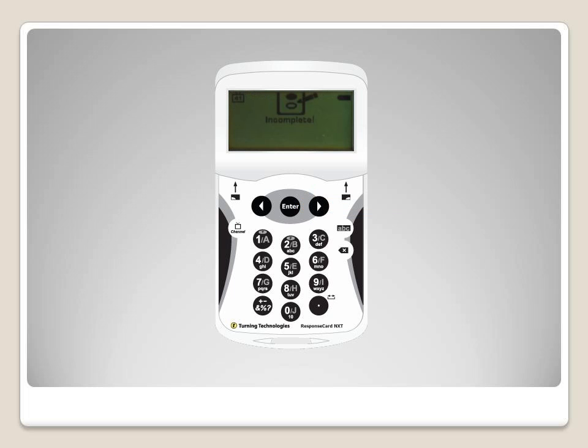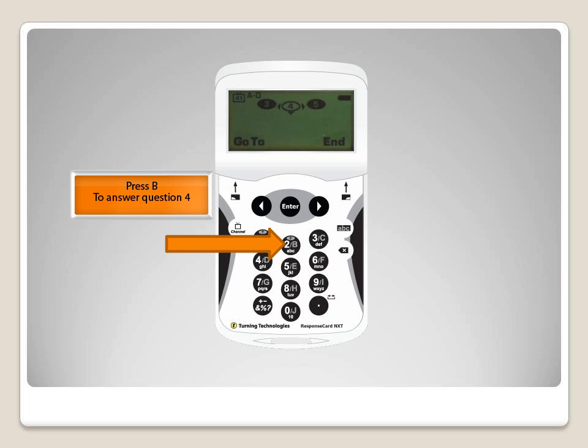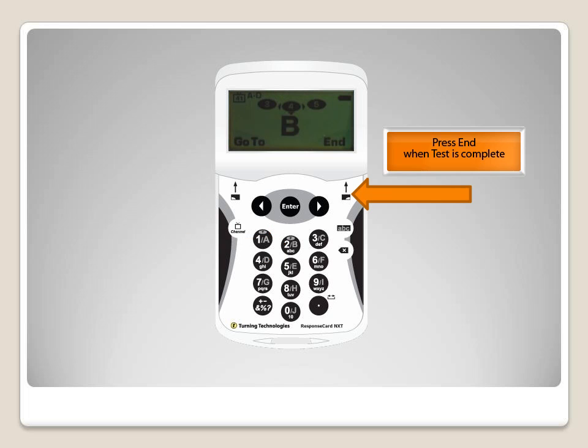When you answer the last question, the next screen is a status screen. If you have not answered all questions, you will see the message Incomplete, then a list of questions not answered, then a prompt to press the Go Back arrow, which is the left function key, or OK, which is your right function key, to end the test. Press the Go Back arrow. This will take you to the first unanswered question. In this case, it's question number 4. For question 4, you will press B, then End, which is the right function key.